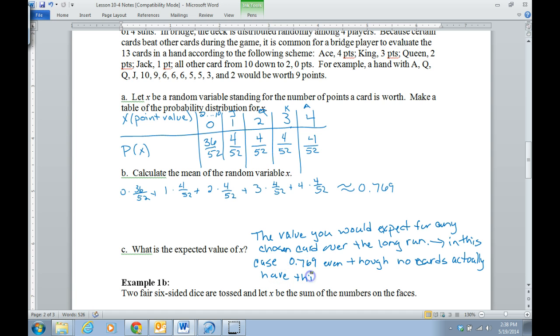We're taking the average over the long term. Okay? So generally, on average, each card is worth 0.769 points. But in reality, there's not any card that has a value of 0.769 points. But over the long term, that's what it would be. So are you just basically finding out the average? The long-term average. Yep, that's what we're looking at.